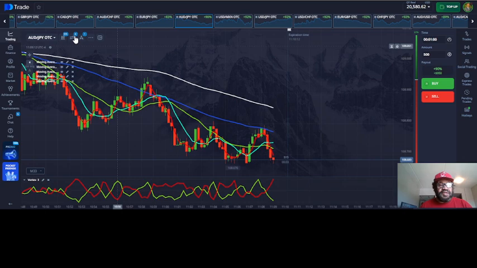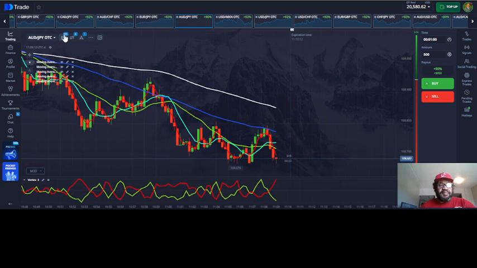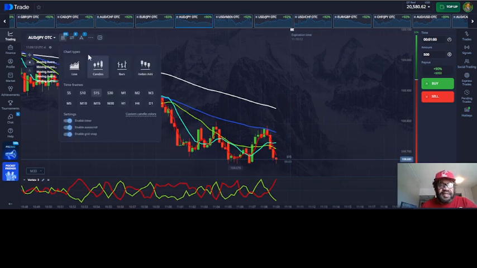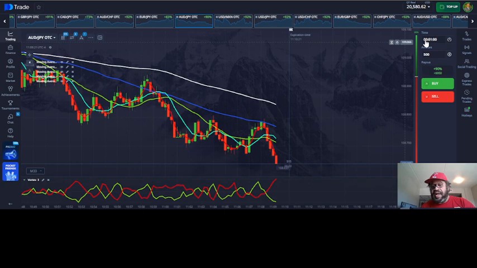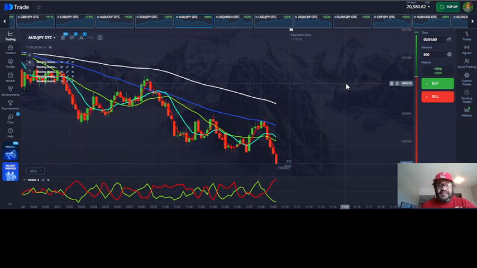The candlestick charts, I have my candle set to 15 seconds, regular Japanese candles, right? And for my trade timer, I have it set to 1 minute. So I'll be taking fast 60-second trades while looking at these 15-second candles.